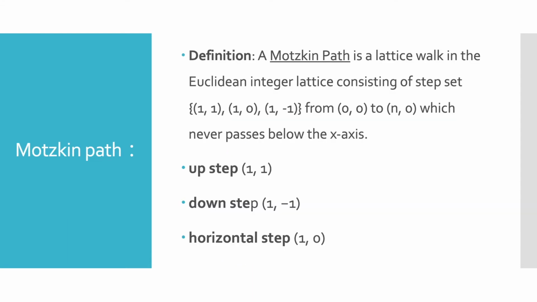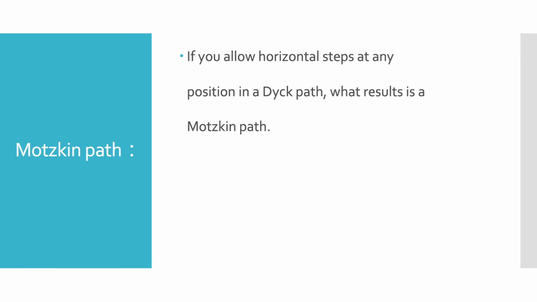By definition, a mosaic path is a lattice walk in the Euclidean integer plane from (0,0) to (n,0), which never passes below the x-axis. Its permitted steps are the up step (1,1), the down step (1,-1), and the horizontal step (1,0). If you allow horizontal steps at any position in a Dyck path, what results is a mosaic path.